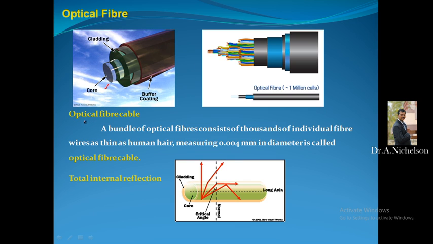Now the optical fiber cable. The optical fiber is very thin. It is about 0.004 millimeter in diameter, which is as thin as our human hair. Very thin. 0.004 millimeter means almost 40 micrometer in size. Okay, so what is the principle of working?